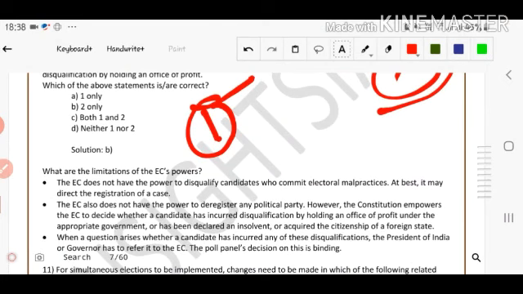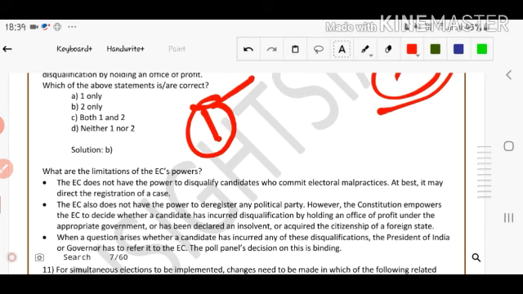Number second, the Election Commission does not have the power to deregister any political party. However, the Constitution empowers the Election Commission to decide whether a candidate has incurred disqualification by holding an office of profit under the government, or being declared insolvent, or acquiring the citizenship of a foreign state. It means it does not deregister any political party. I think it has a question, right? I don't know whether this statement is right.